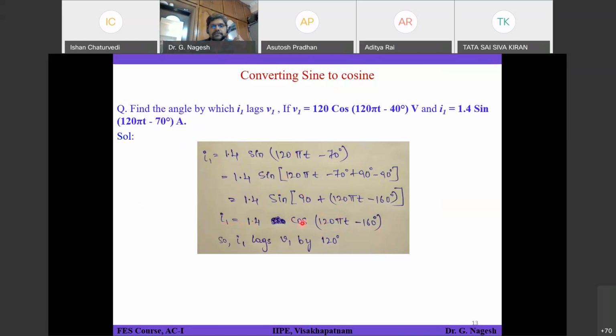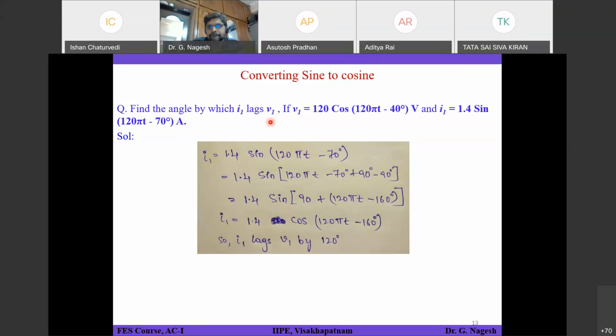Sine of 90 plus theta is cos theta. 90 plus is positive, so this remains positive. So this minus 160 remains as it is. Okay, so if you see here both are in cosine function. I1 is in cosine and V1 is also in cosine. Right, the phase angle difference between those two you have to check. You can say straight away it is 120 degrees difference in phase angle. But in my question I have asked you I1 lags V1. What is the angle by which I1 lags V1? Okay, so that is plus 120 degrees. I1 lags V1 by 120 degrees. Okay, is it clear?